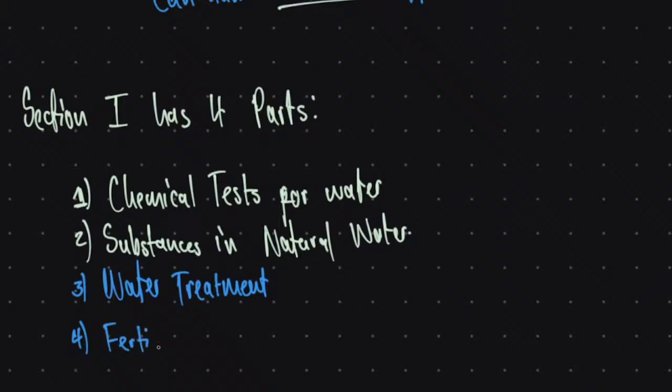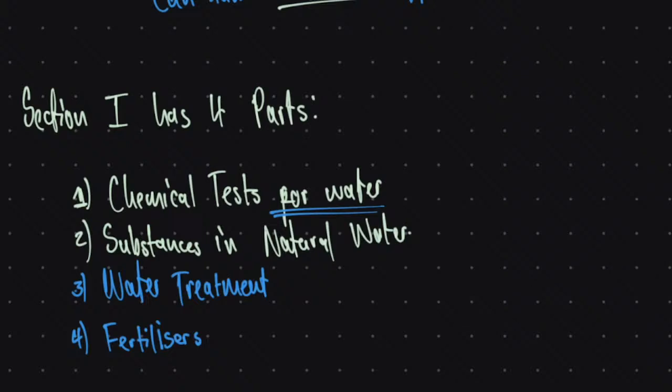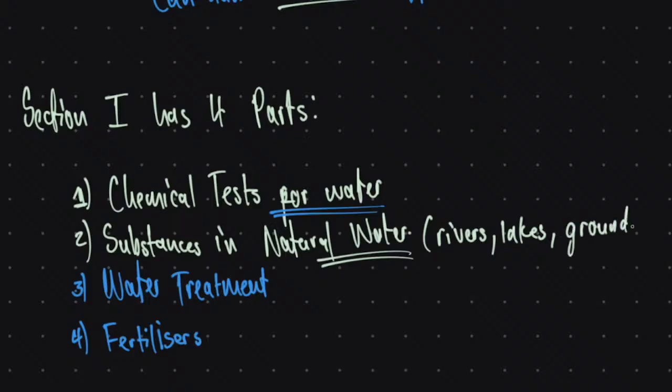The chemical test for water will be so that we find out how we can identify water. How do we know this is water? What if it's a colorless acid and you think it's water? How do you know it's water? And the substances in natural water. When we say natural water, we mean rivers, lakes, underground water, or just say groundwater. What do we find in these?